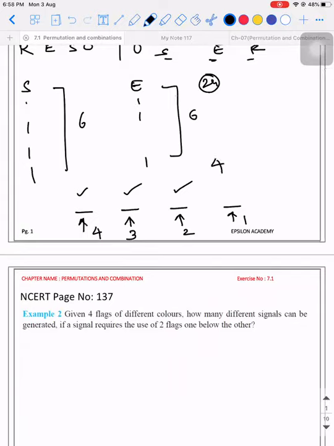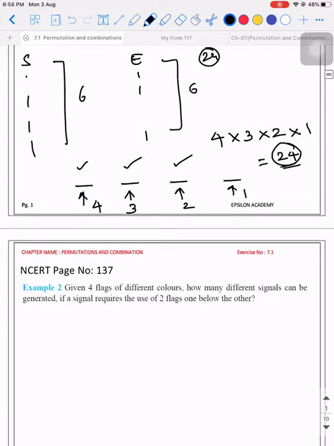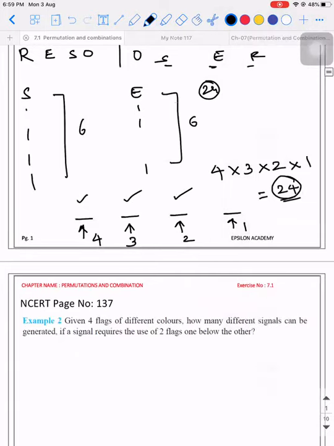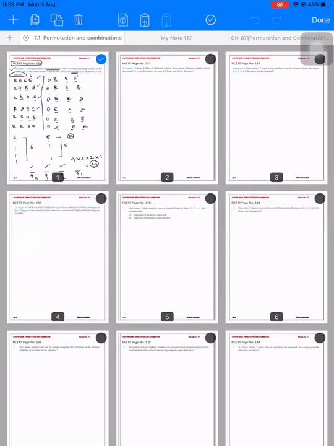So in how many ways can you fill the first blank space? 4. And the second blank space? 3. The third blank space? 2. The fourth blank space? It is 1. So 4 into 3 into 2 into 1 is going to be 24. Is that clear? Understood, sir. So that is why we get it as 24. And what I did is nothing but the fundamental principle of counting. So when you're writing the exam, you should write it like this. That is more important, not the answer.